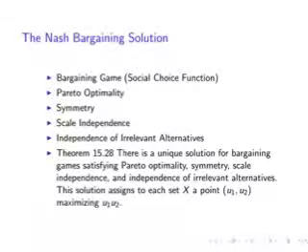Theorem 15.28. There is a unique solution for bargaining games satisfying Pareto optimality, symmetry, scale independence, and independence of irrelevant alternatives. This solution assigns to each set X a point (u1, u2) maximizing u1 times u2. Nash's theorem gives one example of what is called a collective utility function.